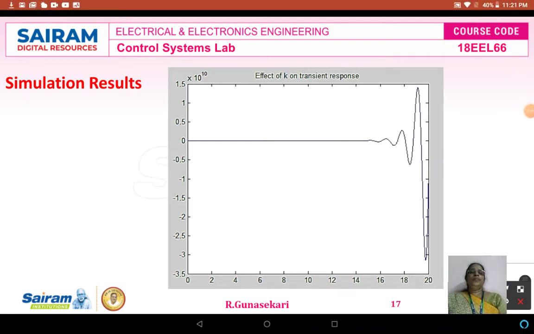This is the effect of K, that is the gain, on the transient response. So this is the curve: first steady state, then some oscillations, then increasing, then decreasing, again after that constant only, based on the settling time.